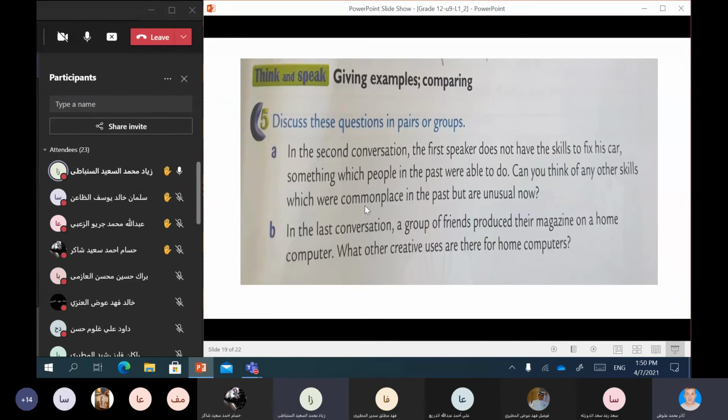What does commonplace mean? Commonplace means usual. Things people used to do by themselves in the past, but now they don't. Fixing their cars. This is one. It is mentioned in the text. We want another one.